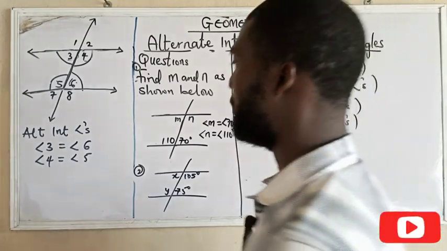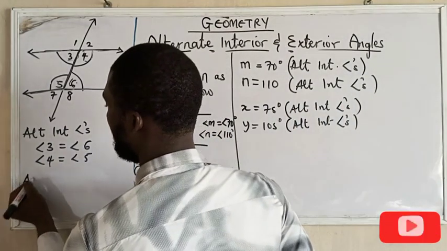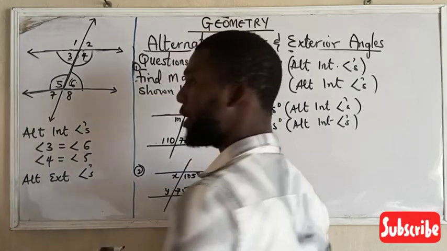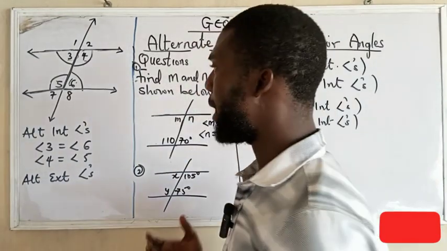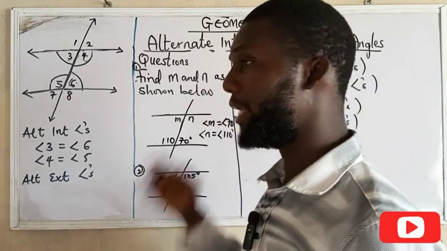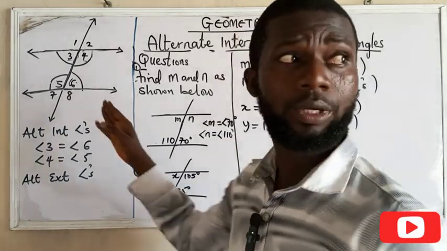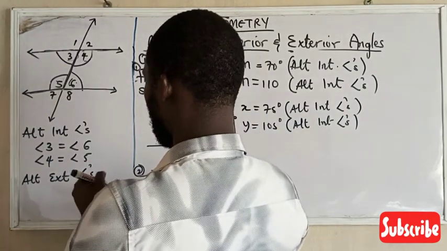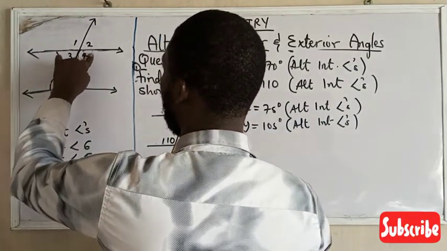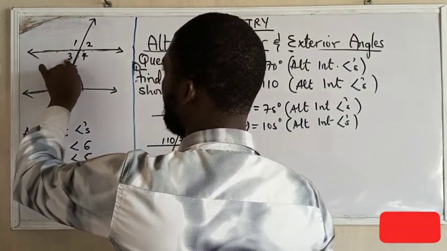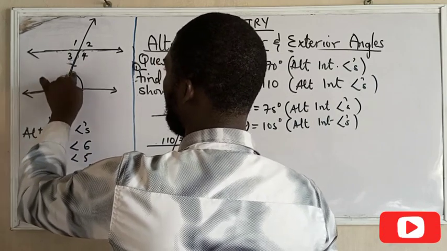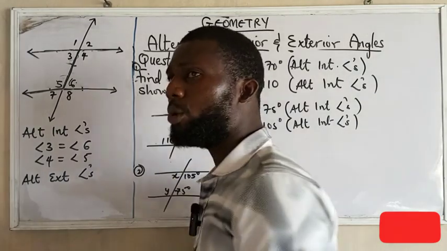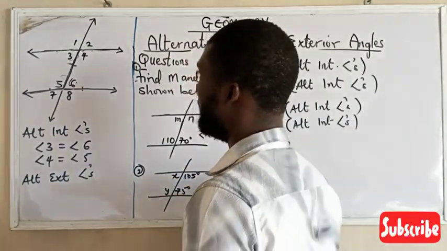So let's quickly look at alternate exterior angles now. Alternate exterior angles. How can we locate or identify alternate exterior angles? Now let's look at this question. As you can see, alternate means opposite and exterior means outside. It is opposite to themselves, and at the same time, it can be found or located outside.